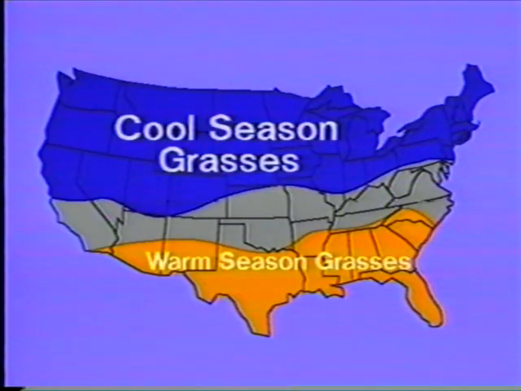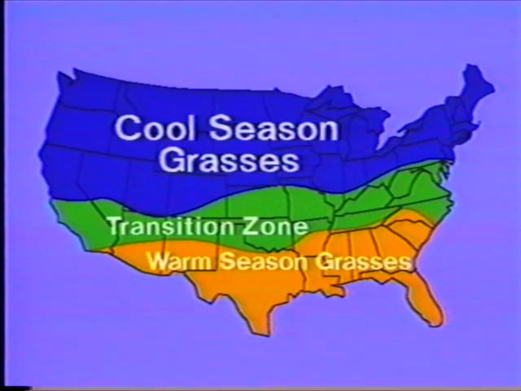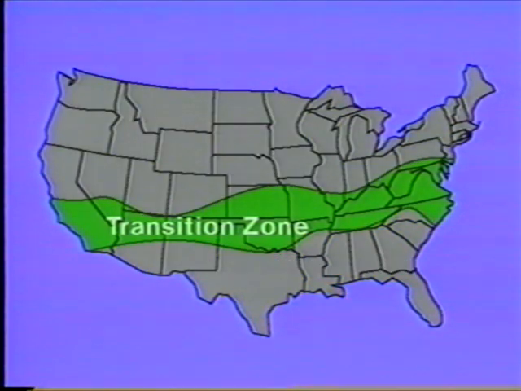Between these two major turf grass zones is the transition zone. In this area, both warm and cool season grasses may grow. Warm season grasses dominate in the hot summer months, and cool season grasses dominate during the cooler months.